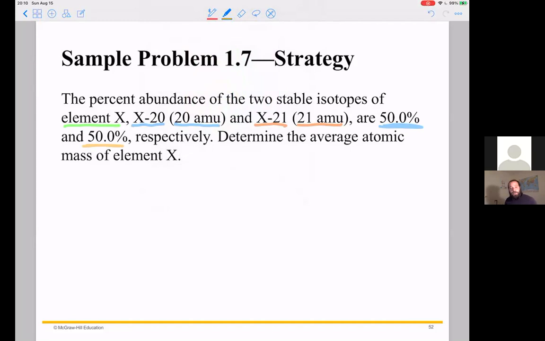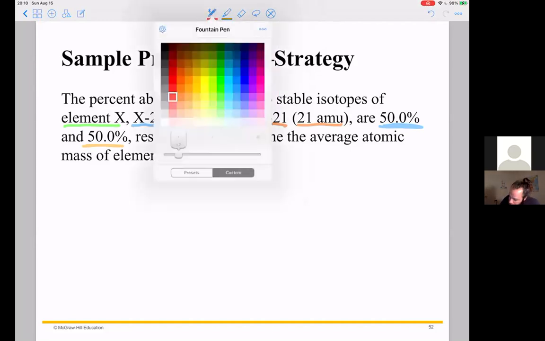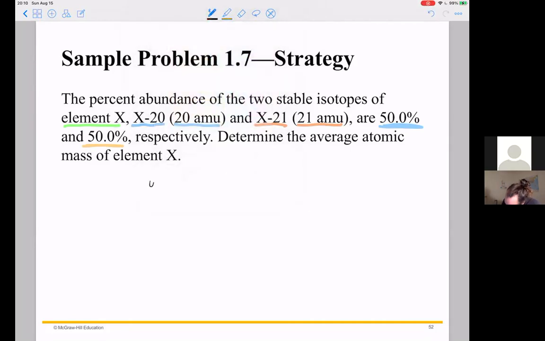But let's actually put it into our formula. So it's going to be the weight times the mass of one. So this is, let me actually do this.